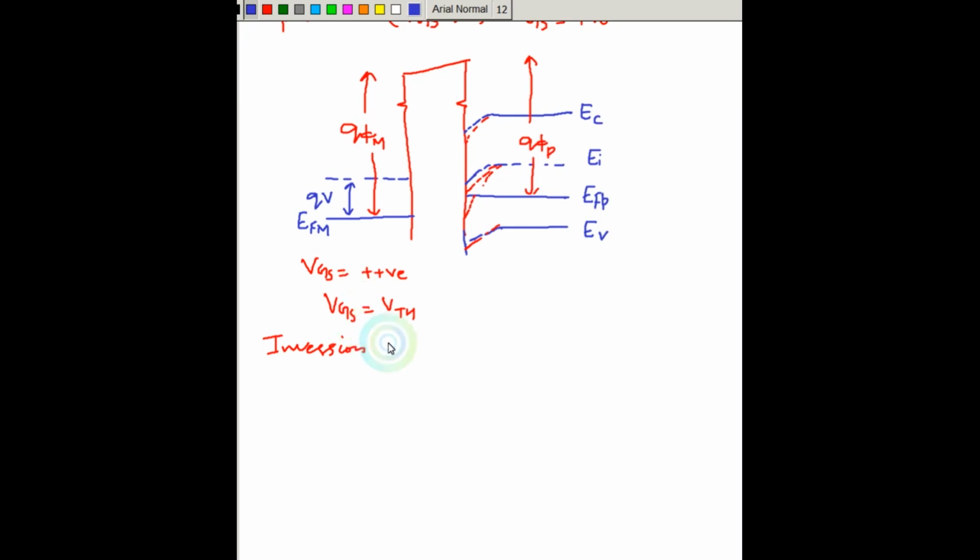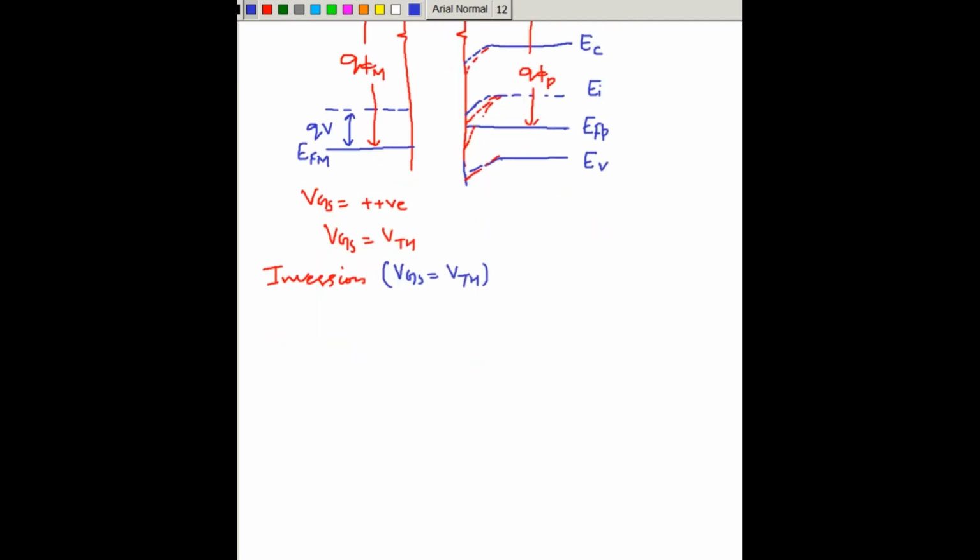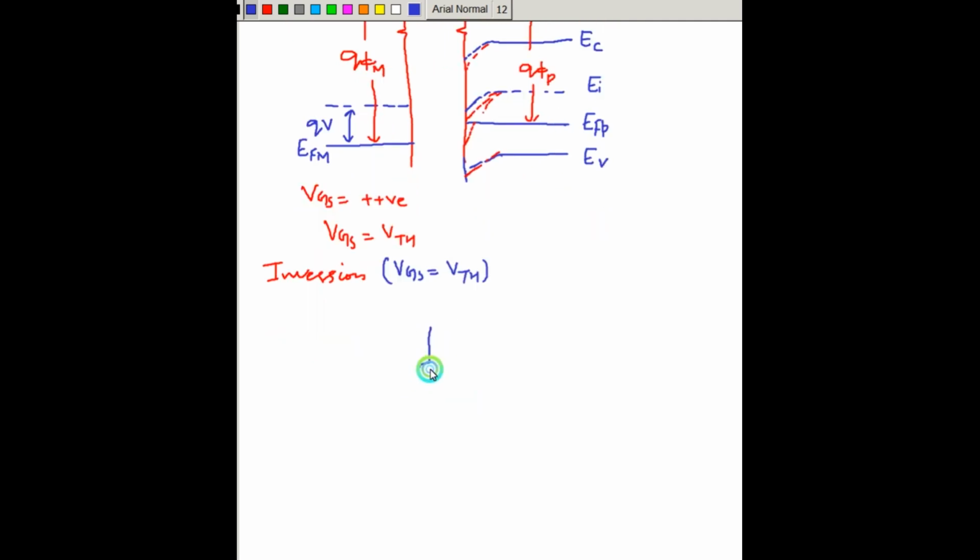Inversion occurs when VGS is equal to VTH. Now just quickly look at the picture of the band diagram. Again like this, oxide. Okay, alright, oxide. And then, if this was the equilibrium position of the Fermi level, we have reduced it to this modified position, that is EFM, by applying VGS positive, but VGS equal to VTH.